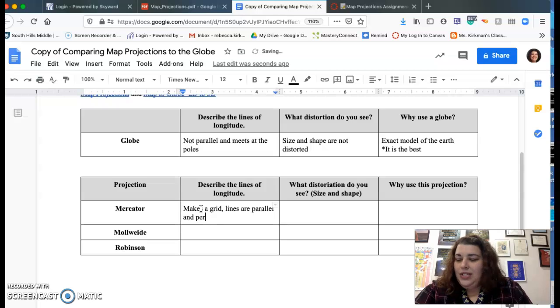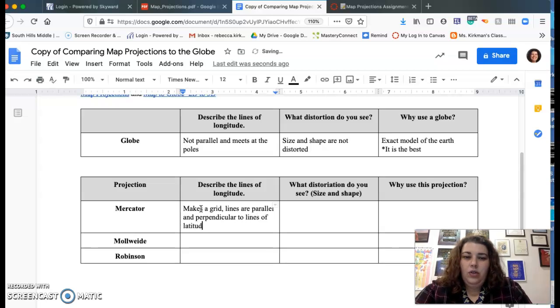And look at all these math words we're using, guys. The math teacher should be so impressed with us. To lines of latitude. Okay?